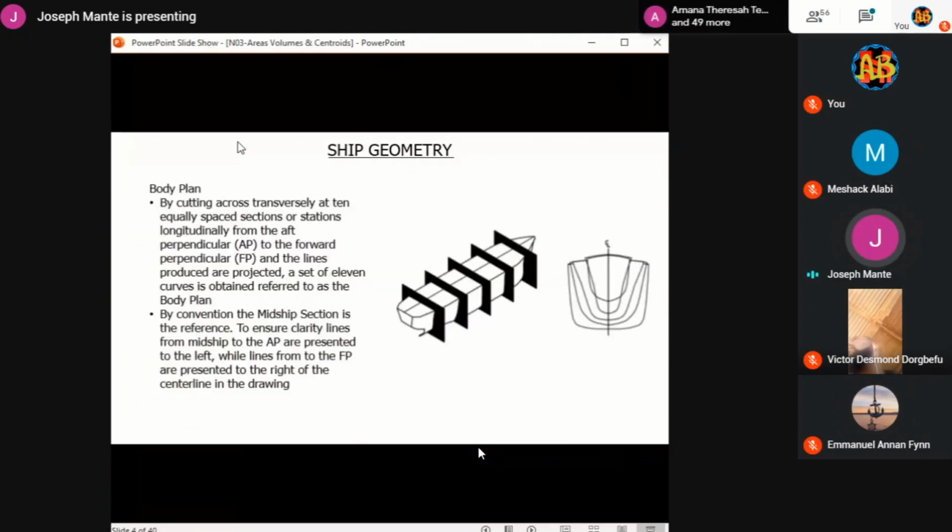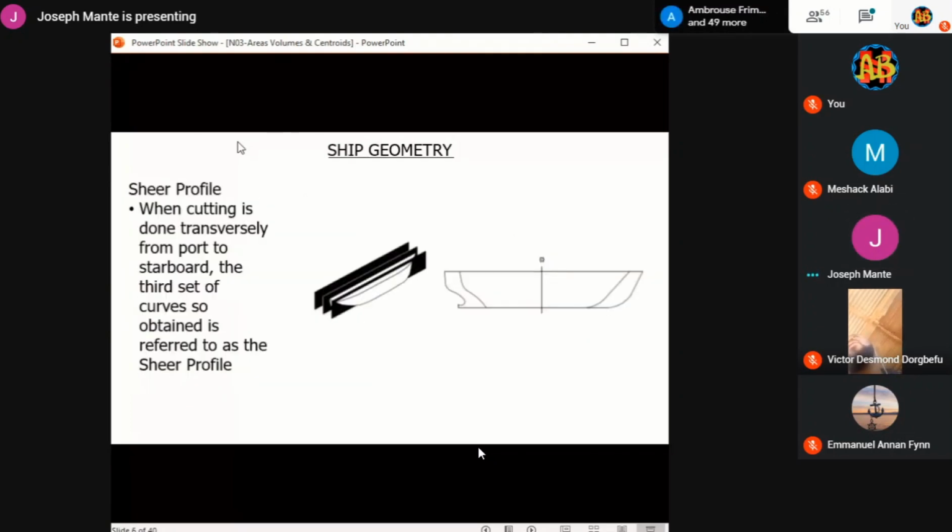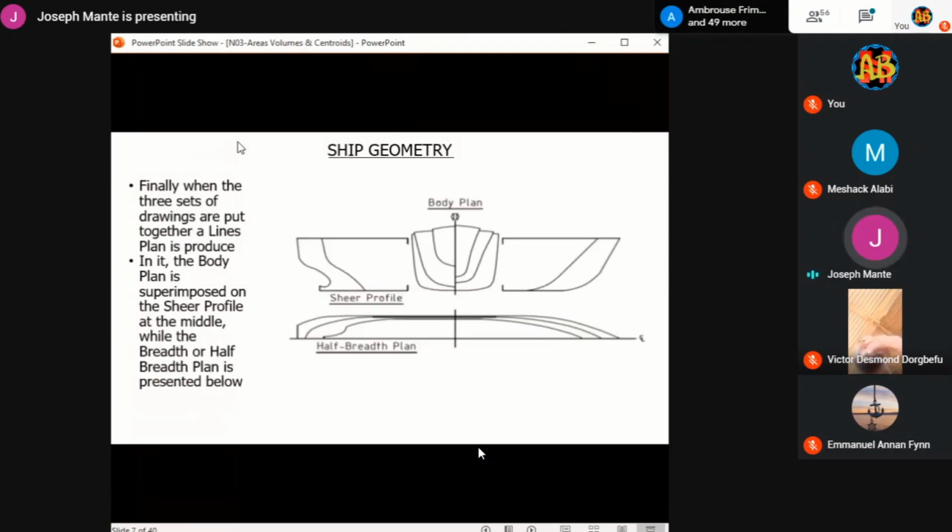So we have the body plan, which is like this. We have the breadth plan, which is like this, and we have the sheer plan. Now, when you combine all, as a naval architect, wherever you see these things, even if the names are not on it, you should be able to know that this is the body plan. This is how body plans are presented. This is how sheer plan is presented, and this is how half breadth plan is presented in any drawing that you see, even if they have not written anything on it.